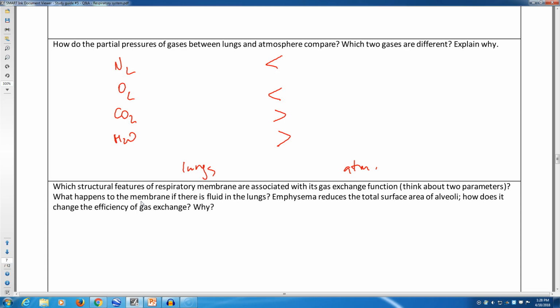What happens in alveoli? I'm not asking any tough questions now. Trust me. What happens in alveoli? Gas exchange. CO2 in alveoli, where does it come from? Atmospheric air or blood? Blood. That's it. CO2 goes up. There's a lot of fluid in alveoli.